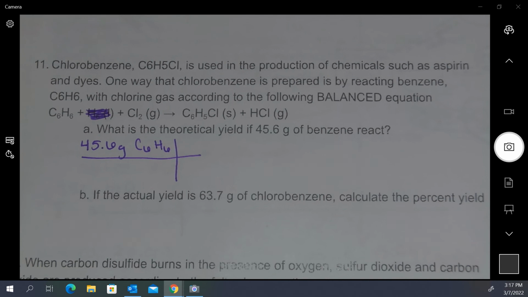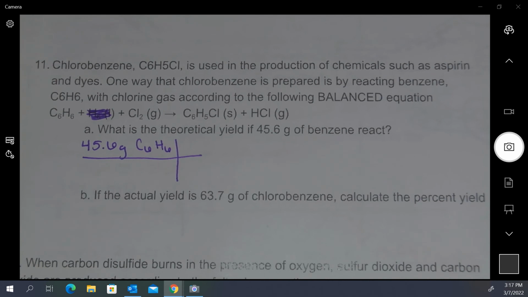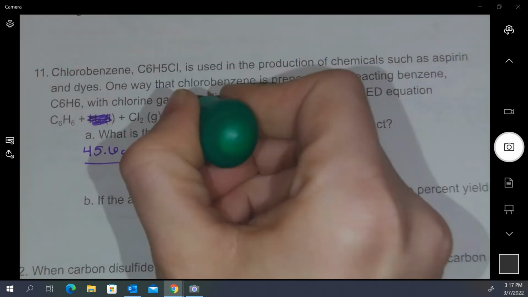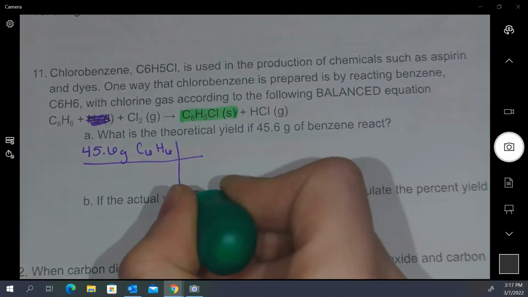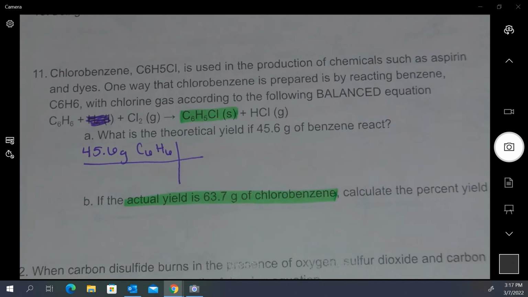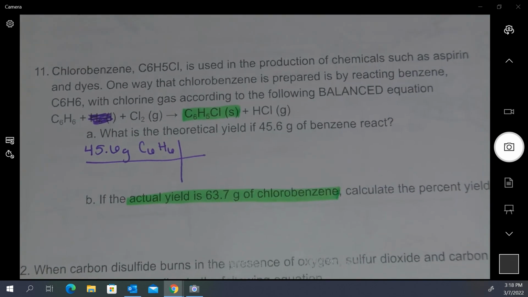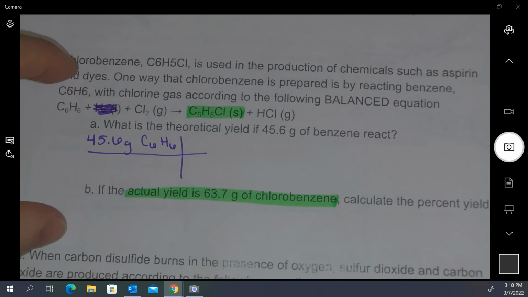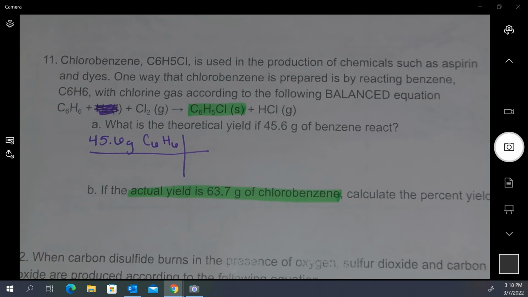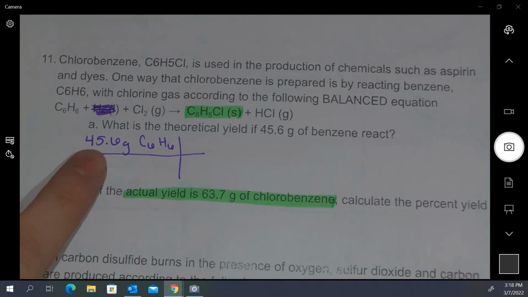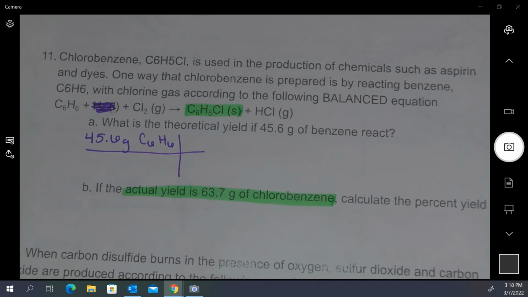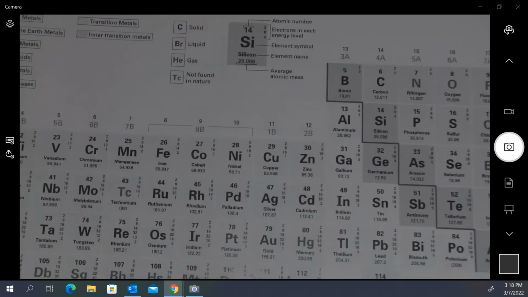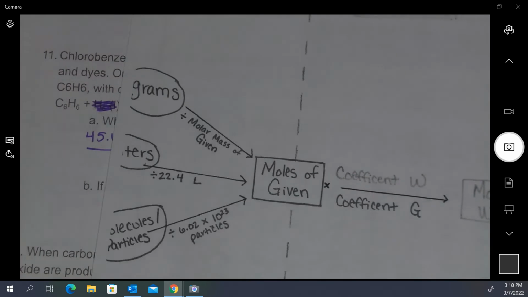What if you read letter B? Letter B might tell you what one we're looking at. Do you guys see it? Chlorobenzene is what we're solving for. So we're going to try to find the theoretical yield of chlorobenzene. And the reason I know that is because my actual yield was given to me of chlorobenzene in letter B. So sometimes, when you have multiple step questions like this, it is smart to read ahead. So we're going to take 45.6 grams of benzene, and we need to do what with it?